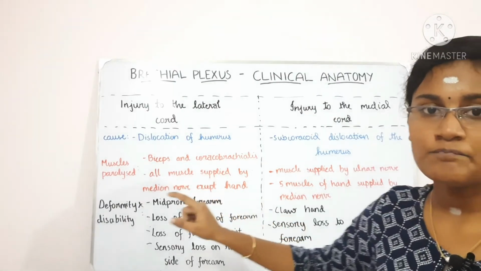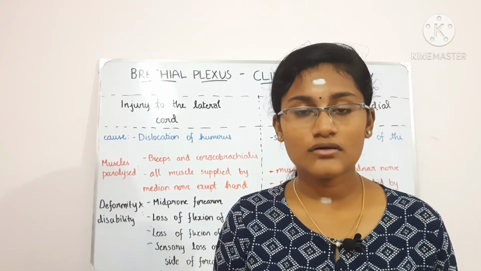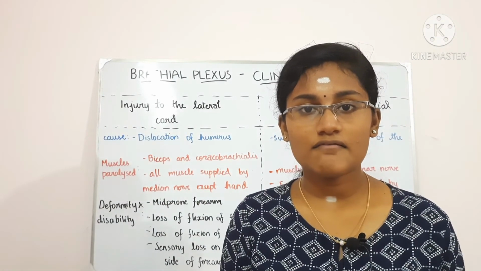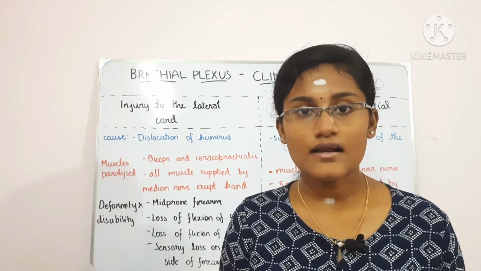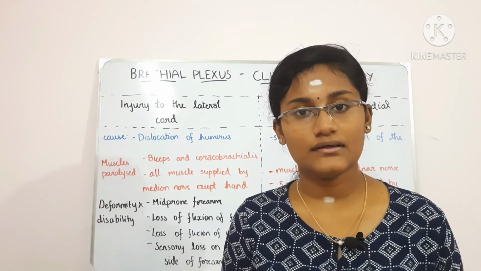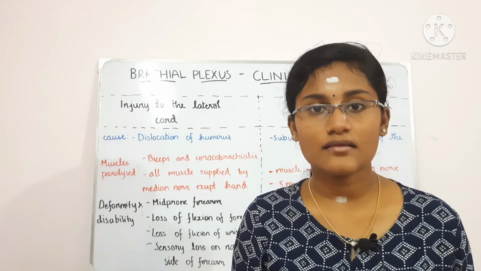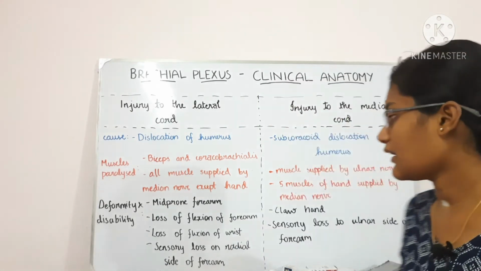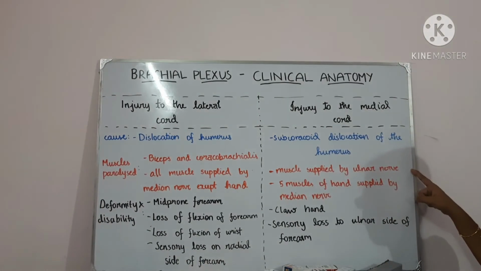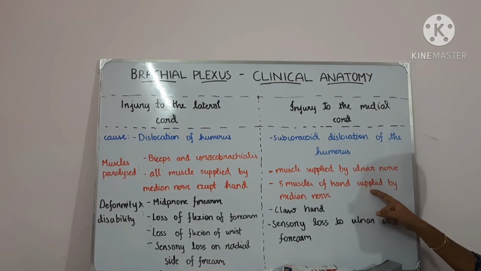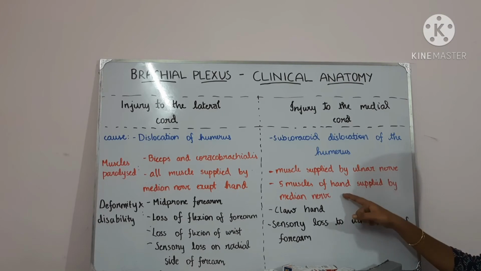In the injury to the medial cord, the nerves that are mostly affected are the medial root of the median nerve and the ulnar nerve. The muscles that are paralyzed because of the injury to these nerves are the muscles supplied by the ulnar nerve and the 5 muscles of the hand supplied by the median nerve.